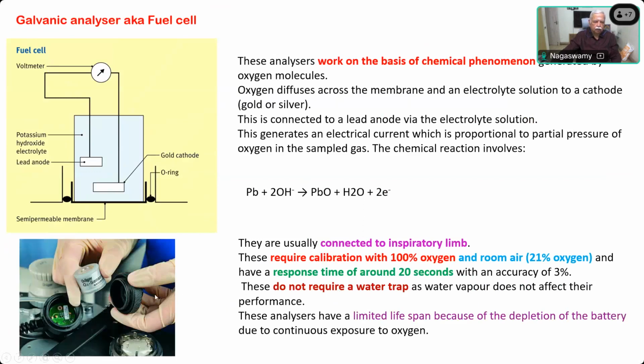So if you see in your modern workstation, this is how the oxygen sensor will be. All of you should know where it is located and how it is working, because sometimes when the battery life is gone, you will get erroneous readings of oxygen concentration. So you have to replace that battery, and only then will it work correctly.